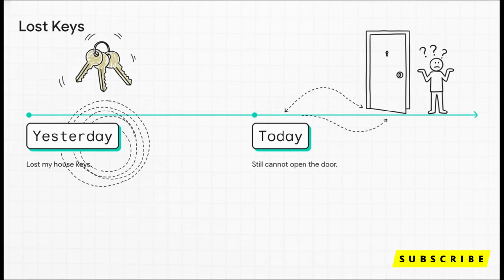Imagine yesterday, you lost your house keys. That's a completed action in the past, right? However, today, right now, you're standing outside your house and you still cannot open the door. Because that past action is directly connected to your present reality, we say, I have lost my keys. The past event matters right now.